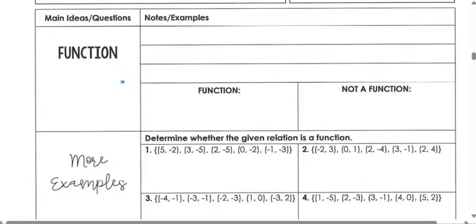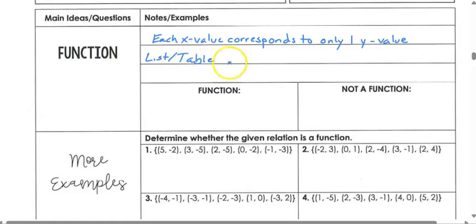All right, today we're going to look at a function, and a function is a special kind of relation. So in order for it to be a function, each x value corresponds to only one y value. So each x value is matched to a y value and it can't be matched with more than one. So if we are looking at a list or a table, what we're looking for to see if it's a function is no repeating x values.